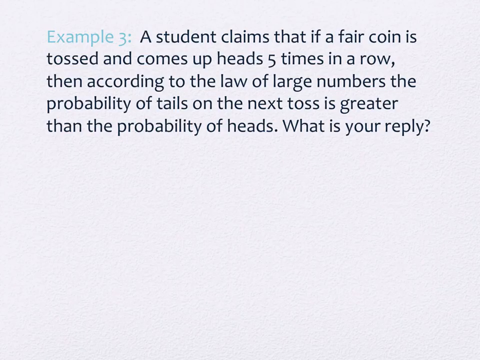A student claims that if a fair coin is tossed and comes up heads 5 times in a row, then according to the law of large numbers, the probability of tails on the next toss is greater than the probability of heads. What is your reply? There's so many things we could say. Somebody tell me something you want to tell the student.